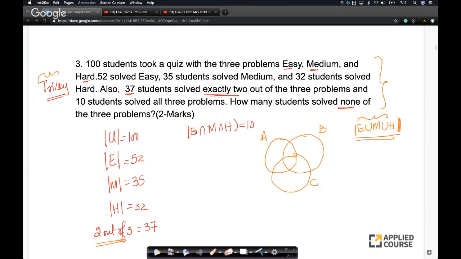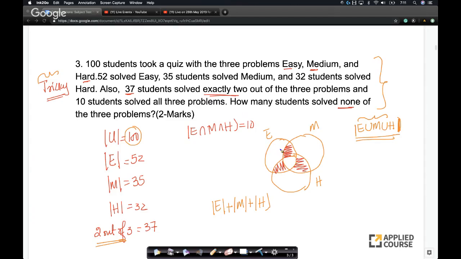Let's look at this. I have 100 students in total. What is the size of E? Instead of saying A, B, C, let me call them E, M, and H. Now let's see what happens if I do the size of set E plus the size of set M plus the size of set H. Look at this: I'm counting all the elements here, and all the elements here, and all the elements here. Now let's see what is happening. Let's look at these. What are these red shaded elements?